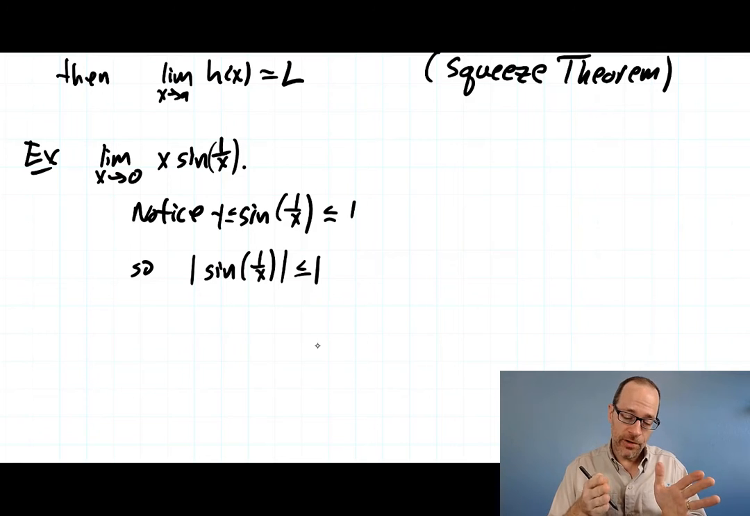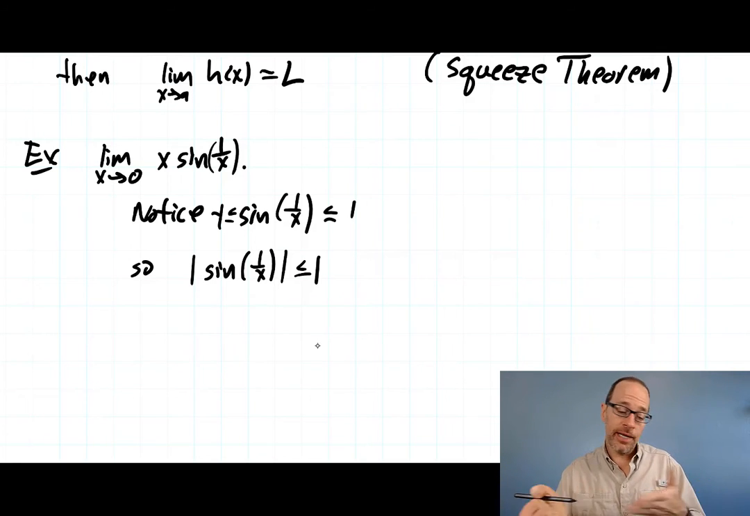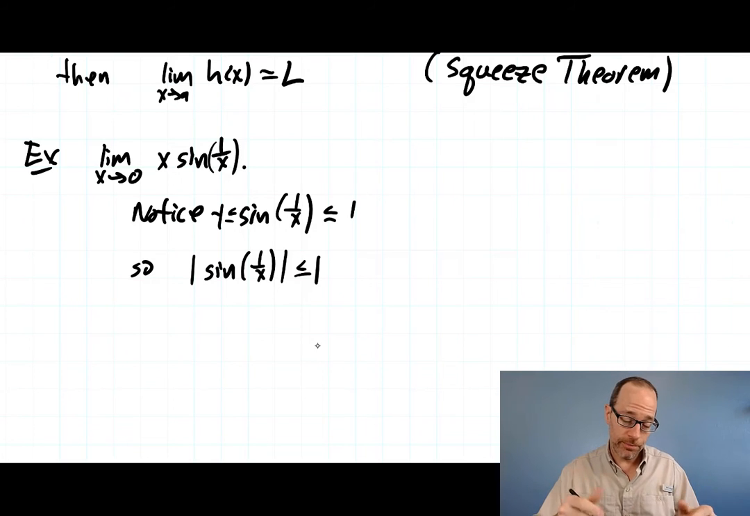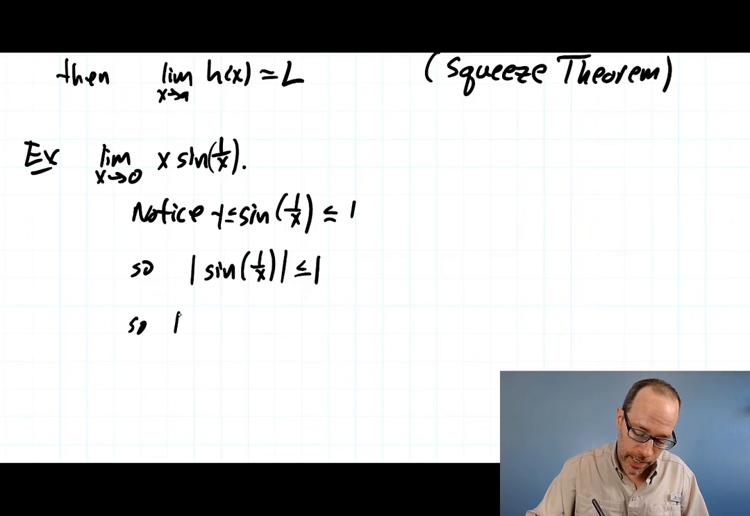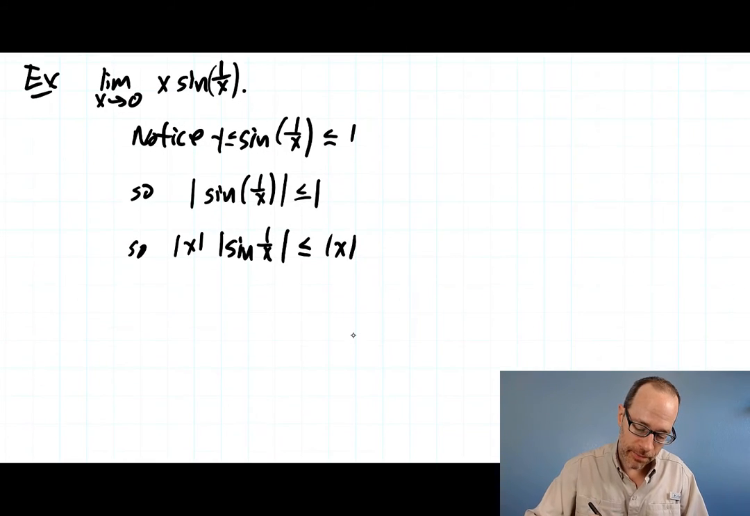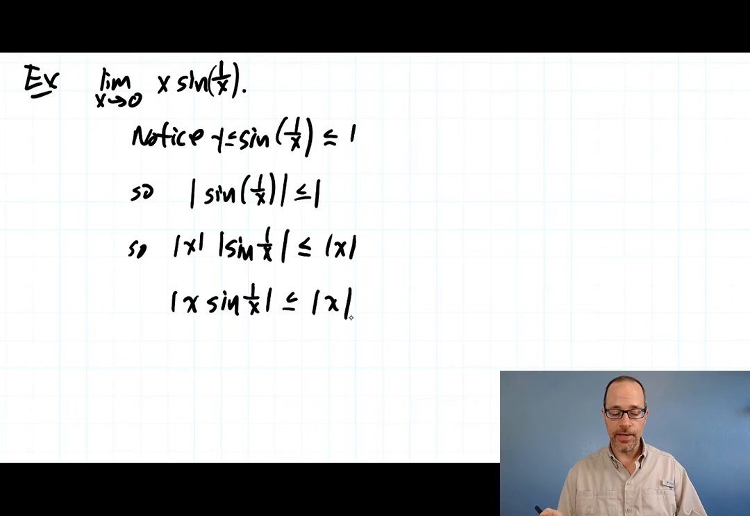Now, the absolute value of x is always bigger than or equal to 0, so I can multiply both sides by it, and it won't flip the inequality like it would if something was negative. So the absolute value of x times the sine of 1 over x is less than or equal to the absolute value of x. Let me combine these. x sine of 1 over x is less than or equal to the absolute value of x.